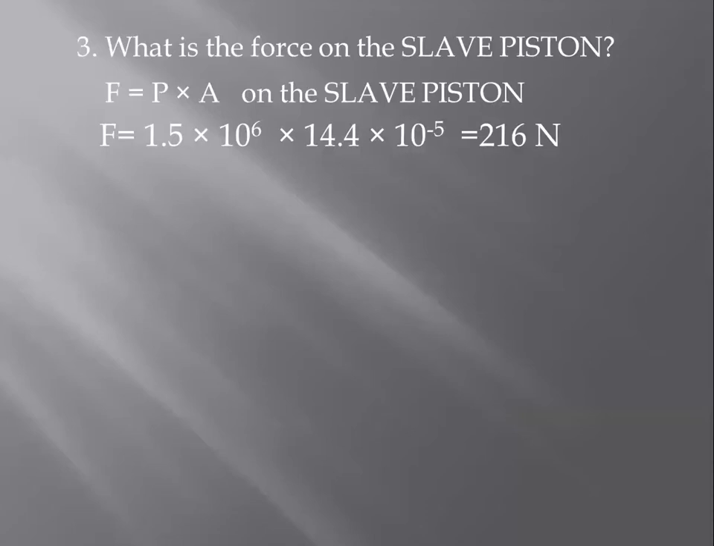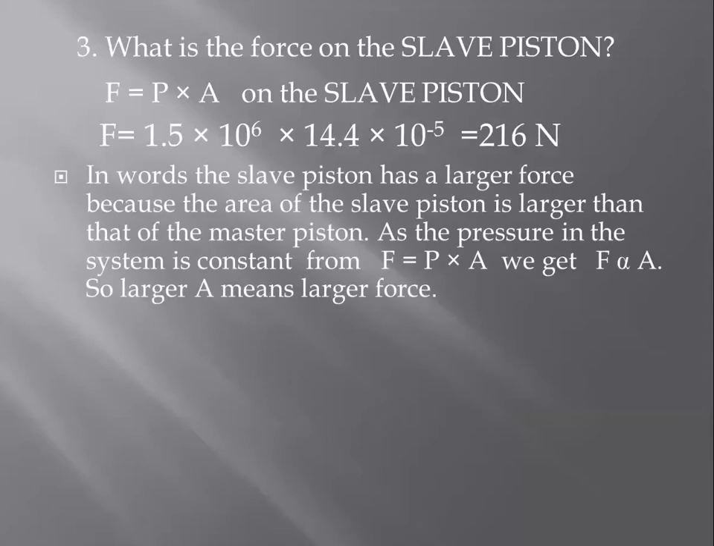Okay, there is a descriptive way of doing this question, which I feel is slightly harder. And in words, the slave piston has a larger force because the area of the slave piston is larger than that of the master piston. As the pressure in the system is constant, from F equals P times A, we get force is directly proportional to area. So a larger area means a larger force. This is very similar to the question we had at the beginning, except we've rearranged it and we're looking at slightly different variables, but it's the same sort of idea.